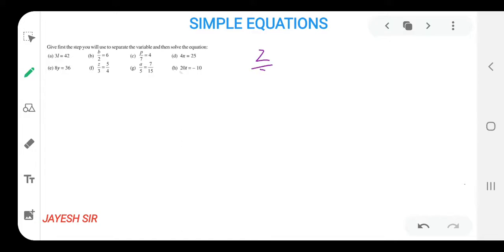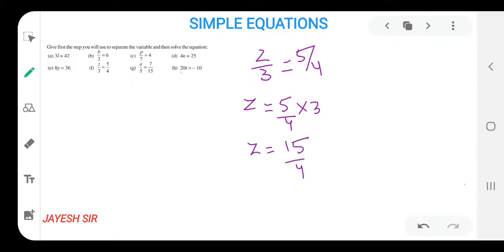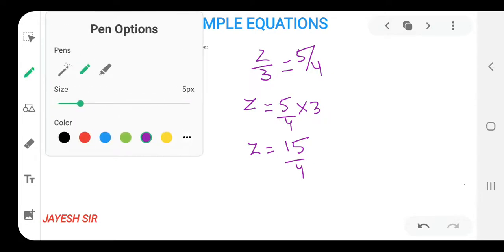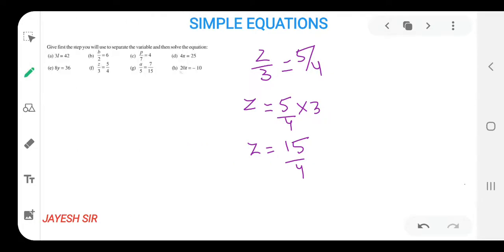So Z by 3 equals 5 by 4. Yes, friends, here Z is the variable. Here 3 is in division. After going that side, it will become multiplication like this. Can it be cancelled? No, it cannot be cancelled. So the answer would be 15 upon 4. If it could be cancelled, then the answer would be given after cancellation. I think that would be understood properly in the next question that is given over here.